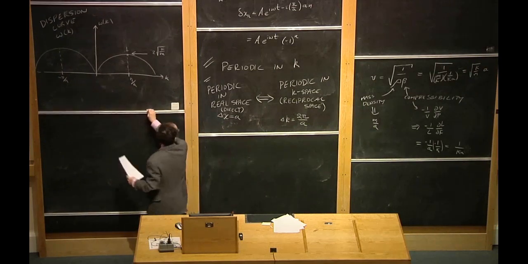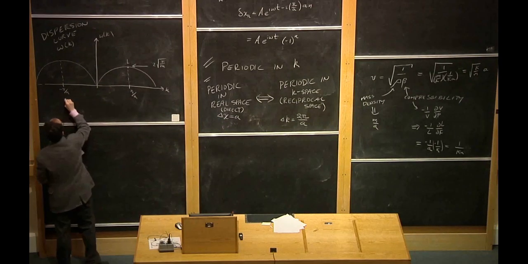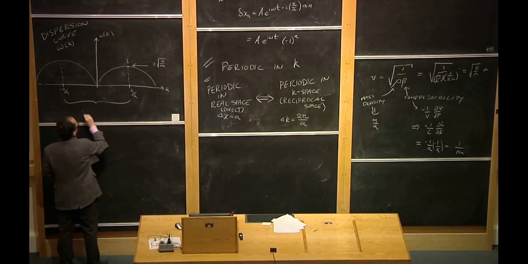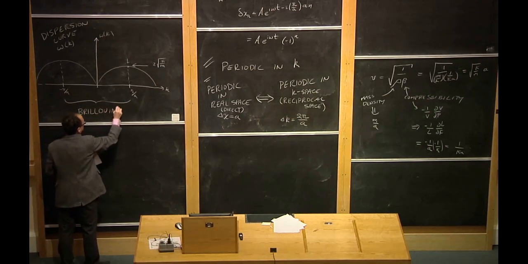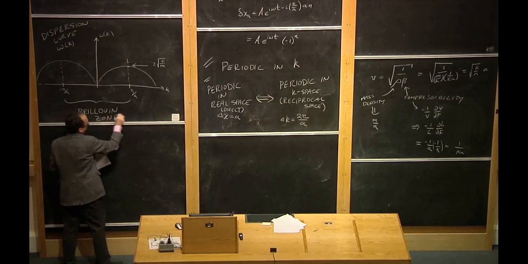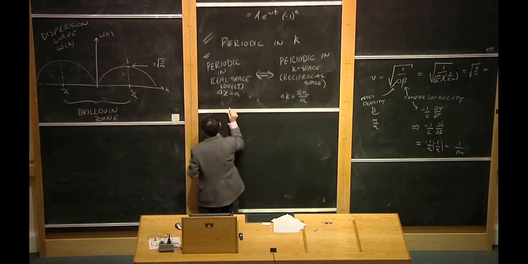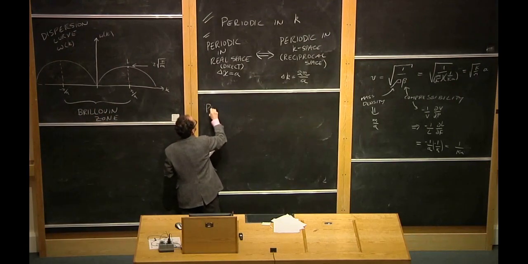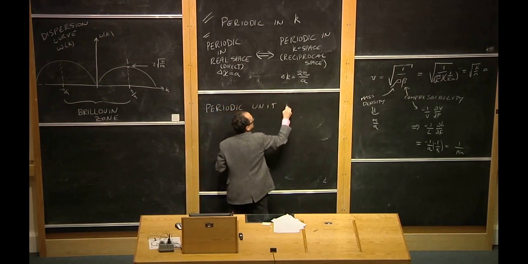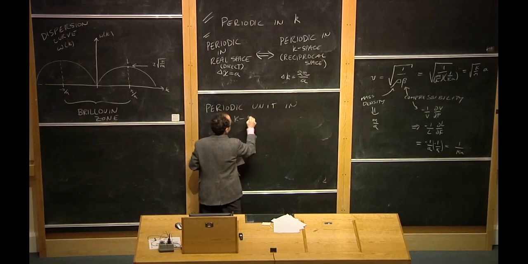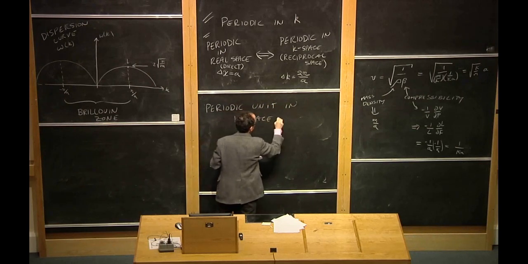Now, here's some more words that are going to be useful. The periodic unit here is known as the Brillouin zone. Maybe I'll write that definition because it's rather important. The periodic unit in k space equals the Brillouin zone.